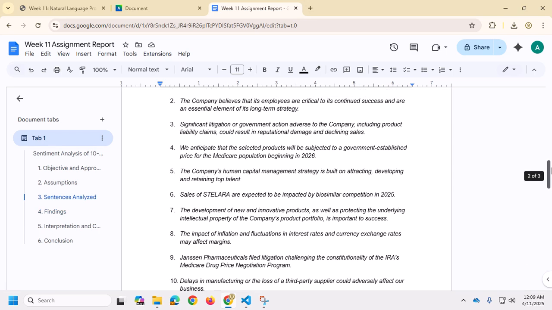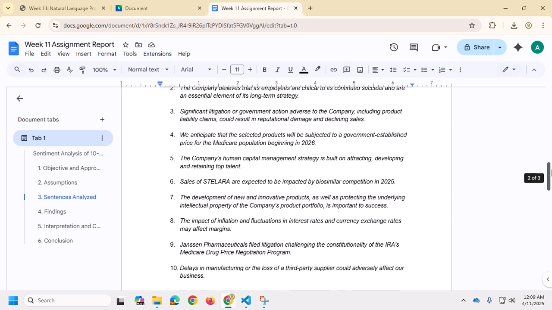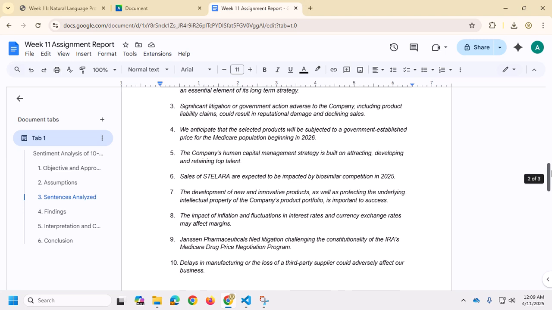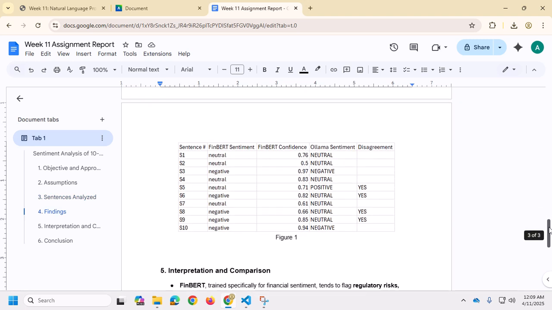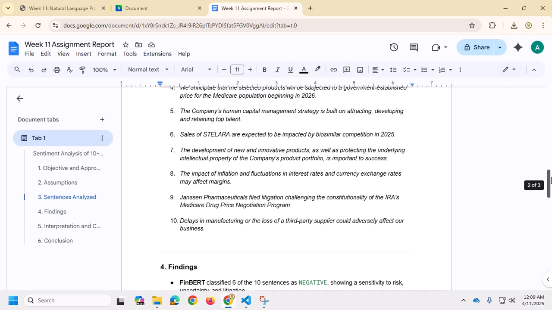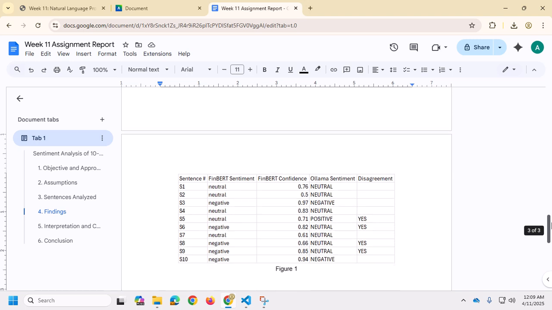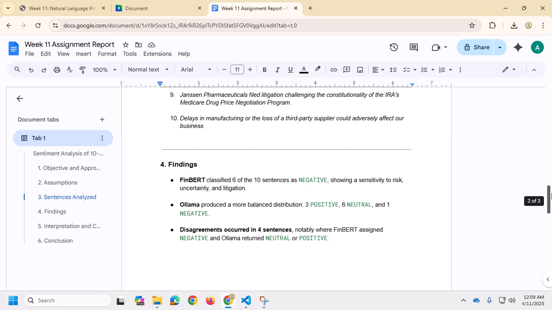Sentence 5 was that the company's human capital management strategy is built on attracting, developing, and retaining top talent. In this sentence number 5, FinBERT says that it is neutral, while Ollama says that it is positive. Sentence number 6 is about the sales of the Stelara product that was given over here. FinBERT says that it is negative on this, and Ollama says that it is neutral. So these are some of the ones.